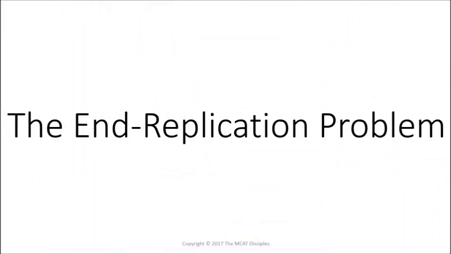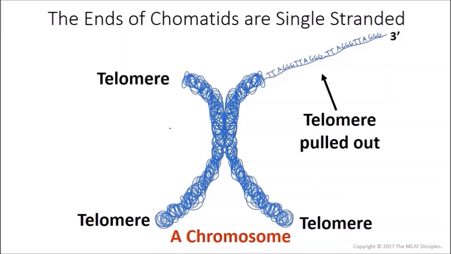The end replication problem. The replication of the ends of the DNA presents an important little problem, and if you're thinking about what we discussed in terms of fixing the lagging strand problem, you'll appreciate why this is the problem. The ends of chromatids are single-stranded. So here are the telomeres. We've gone through the structure of the chromosome. This is the short arm, the P arm, and here the Q arm, the long arm. And this is the telomere pulled out.